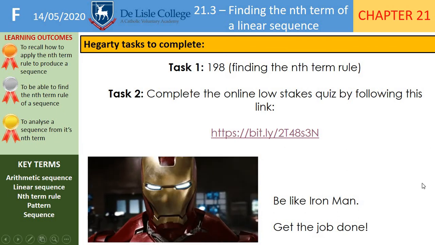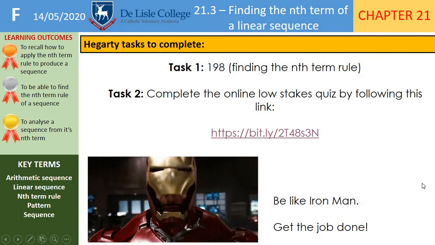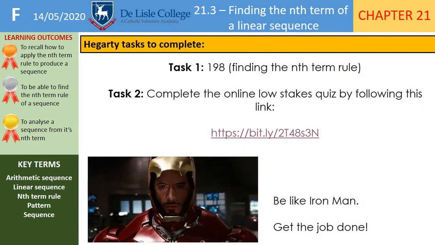And sticking with the Avengers theme, be like Iron Man and get the job done. Well done.